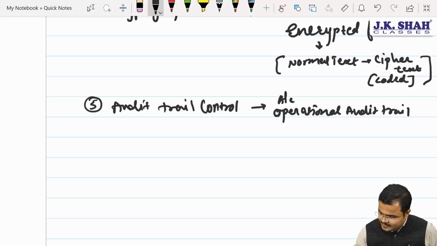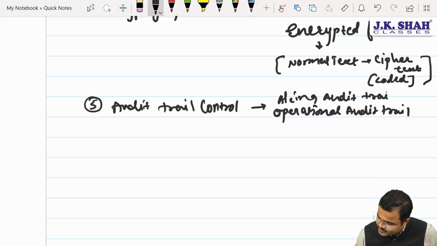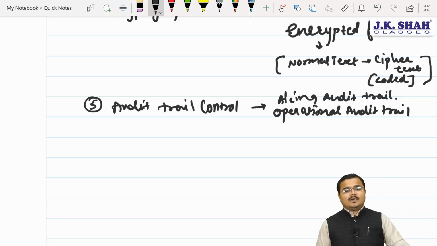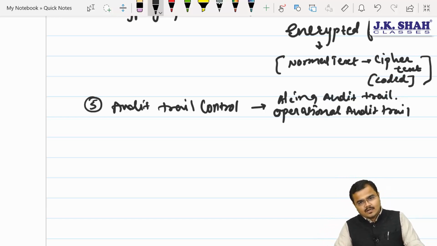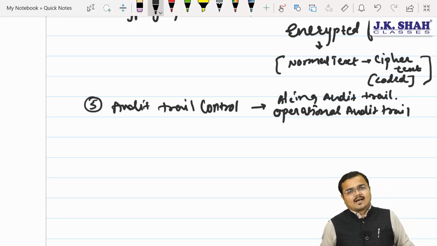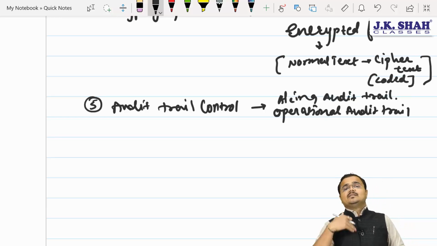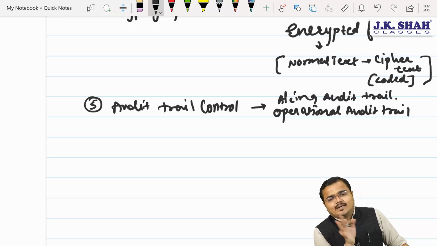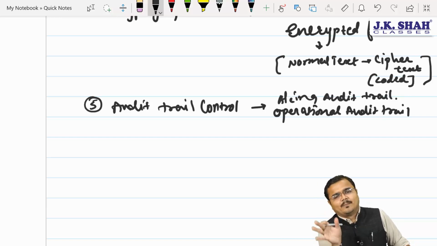I'll write it down, people. Accounting audit trail and operation audit trail. The number of events that had occurred while entering the database, that's the accounting audit trail, and the resources which we had used to enter that database come under the operation audit trail.